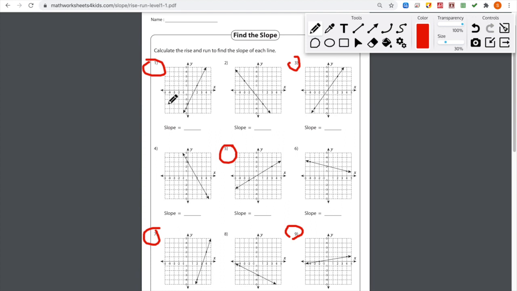All right, so we're going to start with number 1, and we see these points right here. These are the points that we're using. And we can see that when we draw it out, we're going to have that triangle. And so we're going to do our rise over run. How much does it go up? Goes up 1, 2, 3, 4. So our rise is 4. And our run, how much does it go over? Over 1, over 2. So our slope is 4 over 2, which simplifies just to 2.